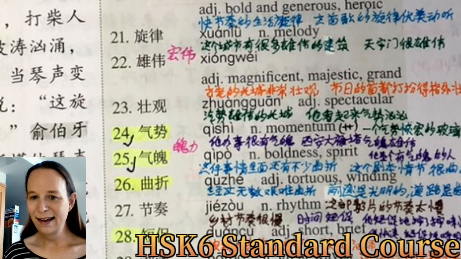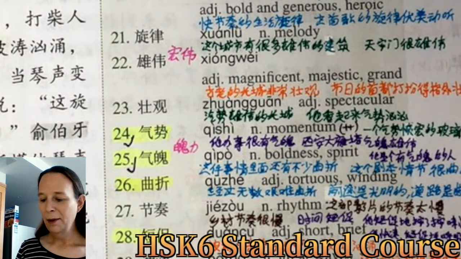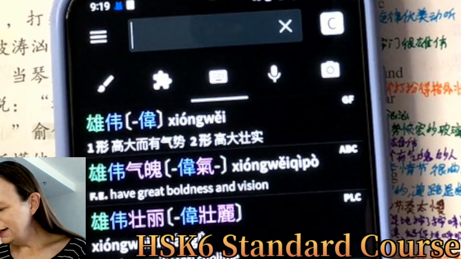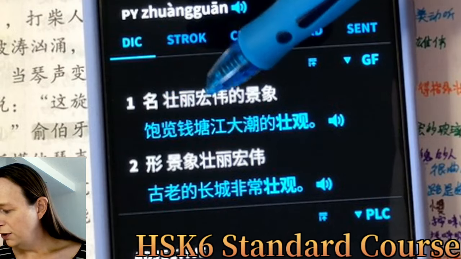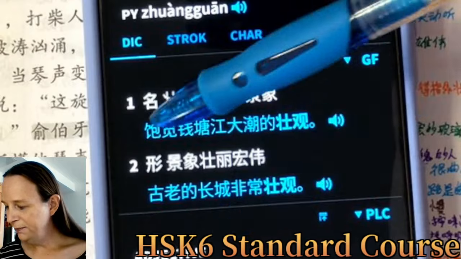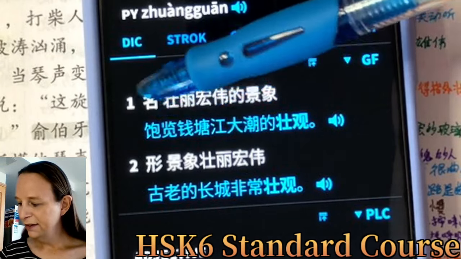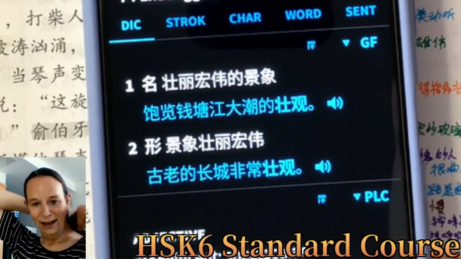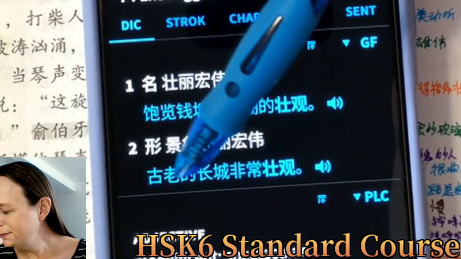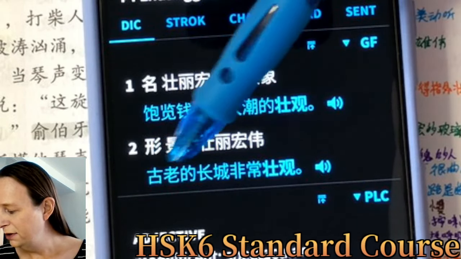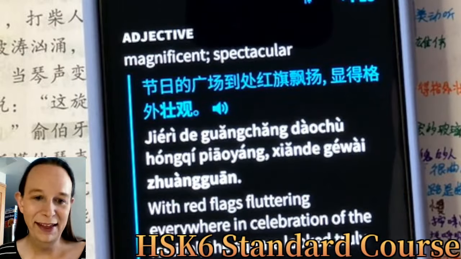Next is 壮观. It says spectacular. It's clearly an adjective. Again, I think it describes buildings and things. 壮丽宏伟的景象. So this is describing scenery. 波澜线条, 大湖的壮观. This is a noun. But sometimes you can use adjectives as nouns, like 她的美, her beauty. She is beautiful, but her beauty. It's the same word. 景象壮丽宏伟. 古老的长城, 悲壮壮观. So it describes scenery and things like that.